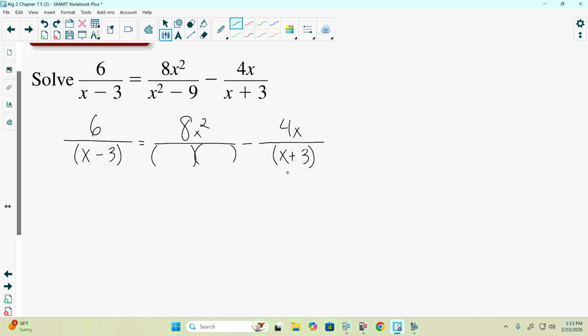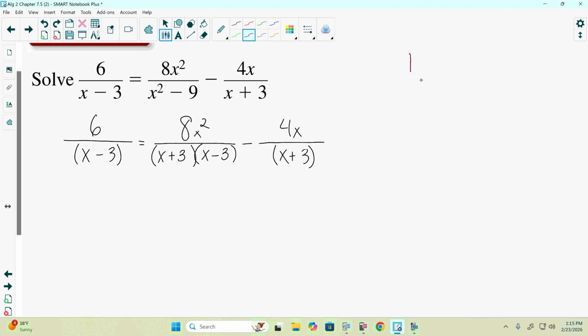So our next one we're solving is 6 over x minus 3 is equal to 8x squared over x squared minus 9 minus 4x over x plus 3. Now the middle expression, x squared minus 9, that denominator needs to be factored before we start solving. Now x squared minus 9 is indeed a difference of perfect squares, and it's going to factor to x plus 3 times x minus 3.